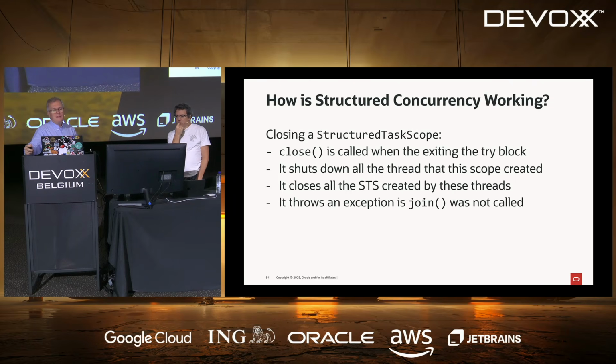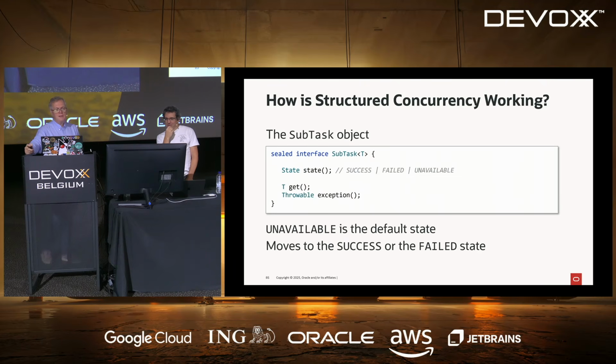So close is called when you exit the try block. It tries to shut down all the threads and everything that was created within the scope object. And if the callable of your virtual thread is itself creating another structured task scope, then this structured task scope will also be closed when you close the mother structured task scope. And it will throw an exception if join was not called before you call close. I already said that.